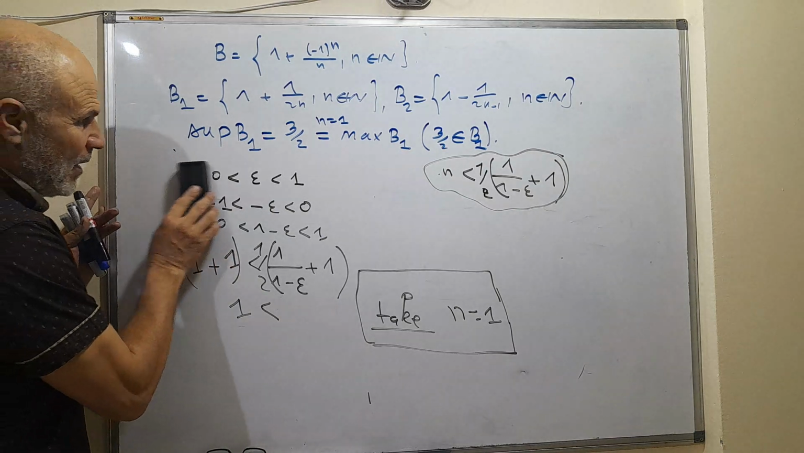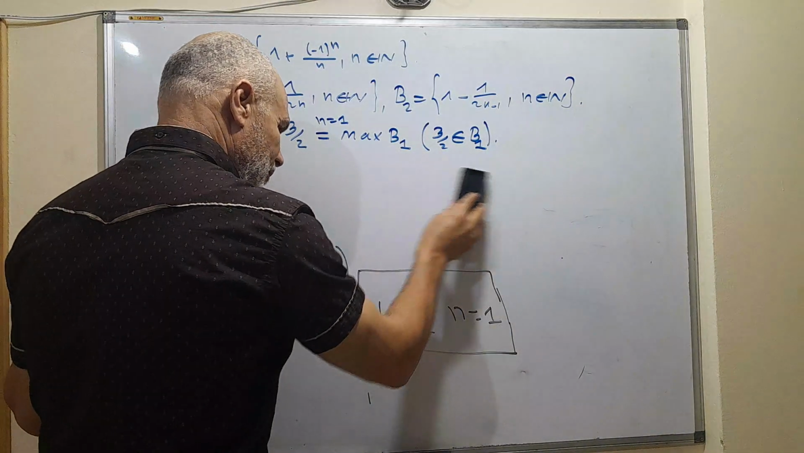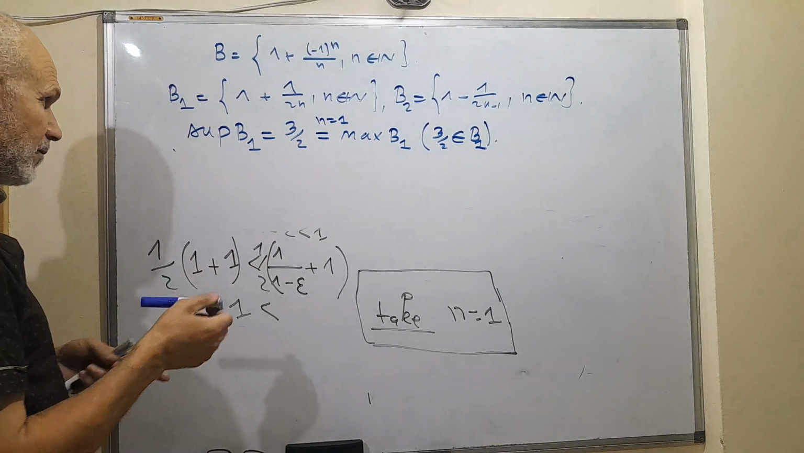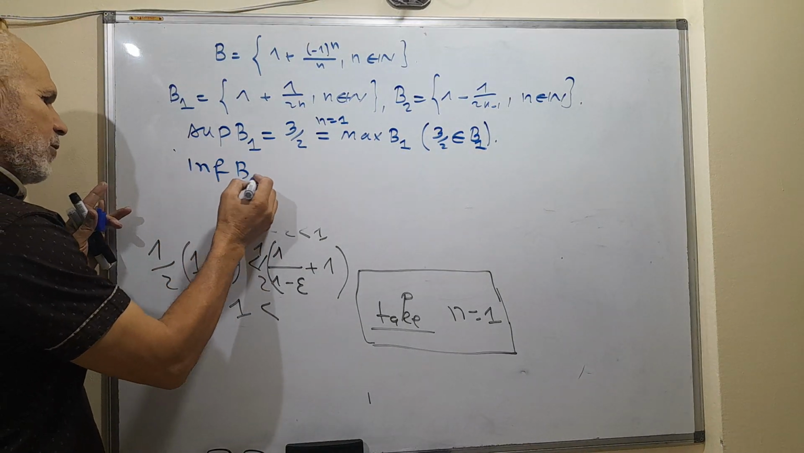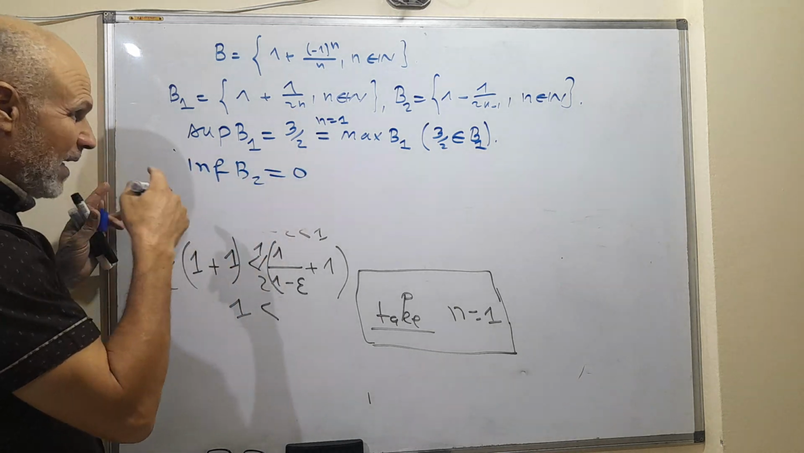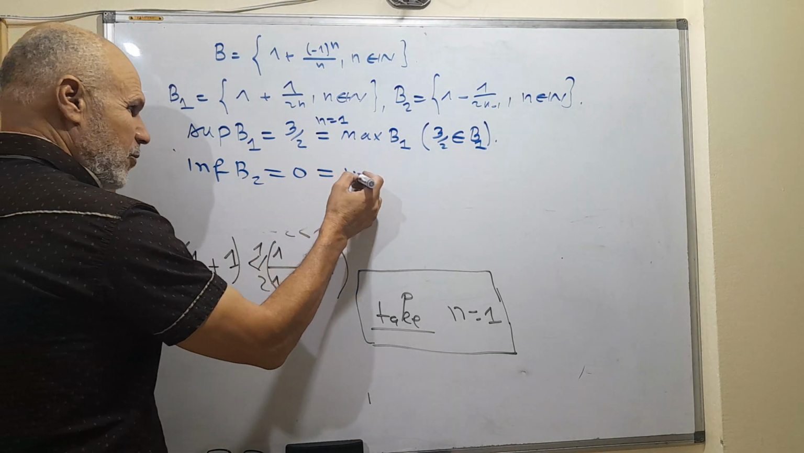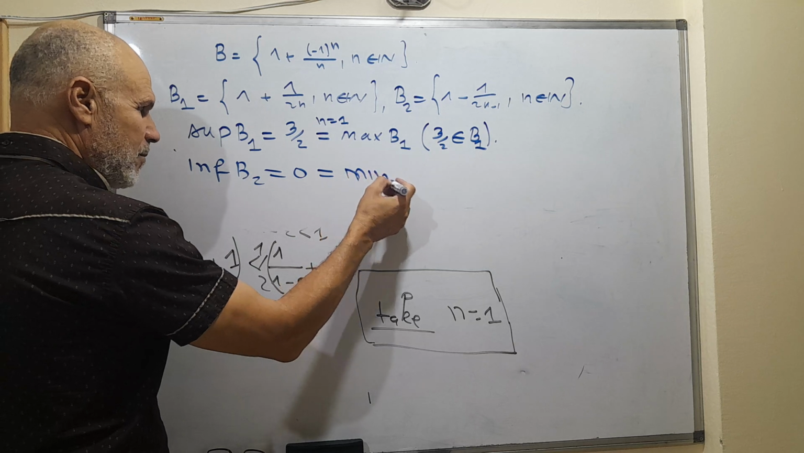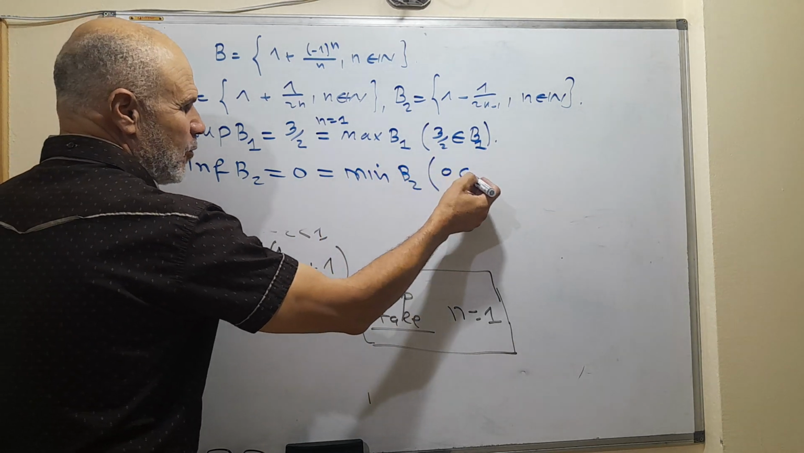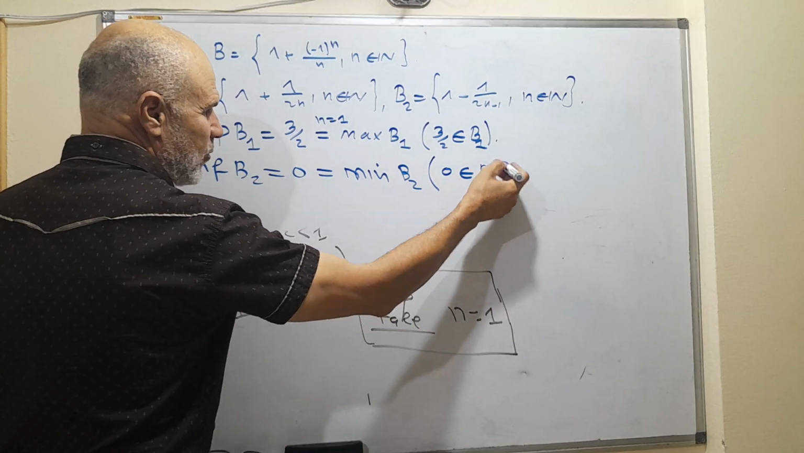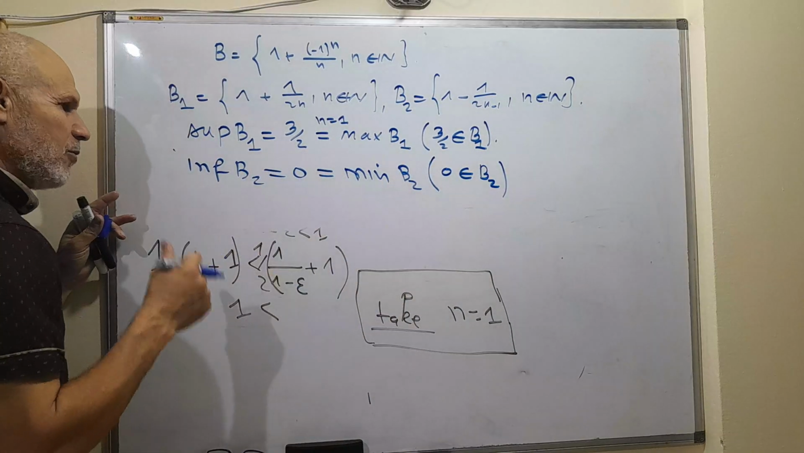Conclusion. The infimum of B2 is equal to 0, and actually is equal to the minimum of B2. Why? Because 0 belongs to B2. This is true for n equal to 1.